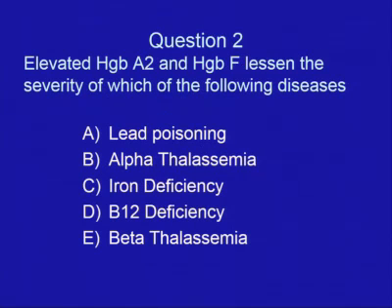All right, and then elevated hemoglobin A2 and hemoglobin F lessen the severity of which disease? Lead poisoning, alpha thal, iron deficiency, B12, or beta thal? So who's got elevated A2 and F?